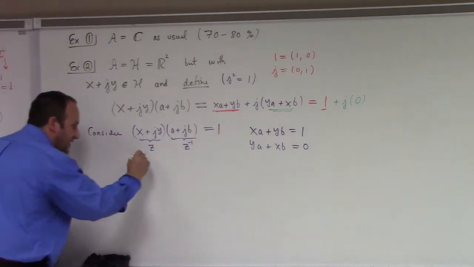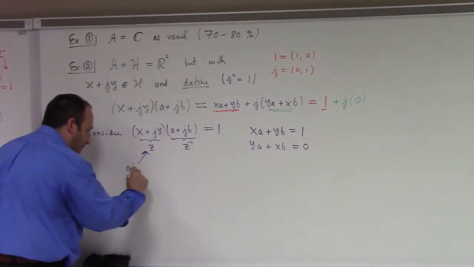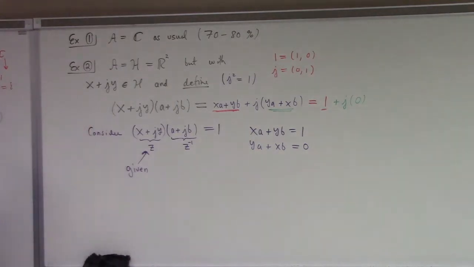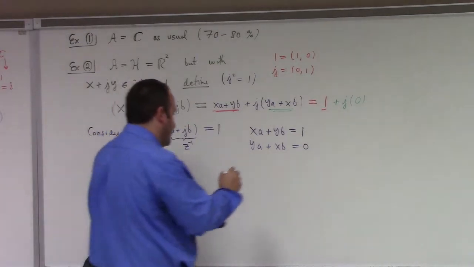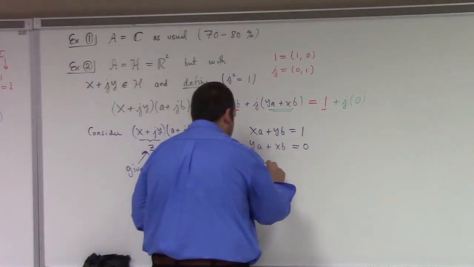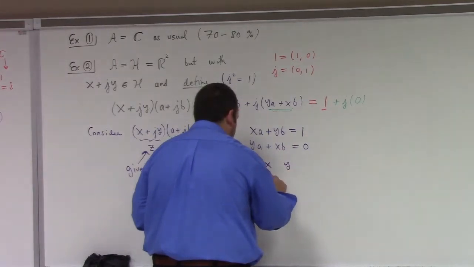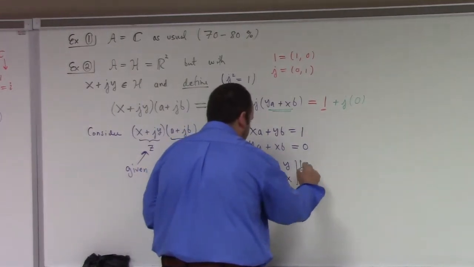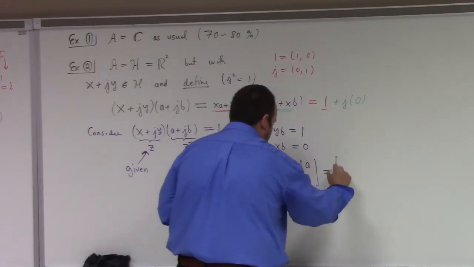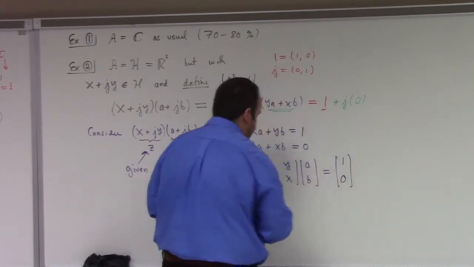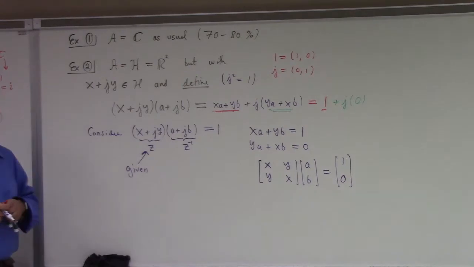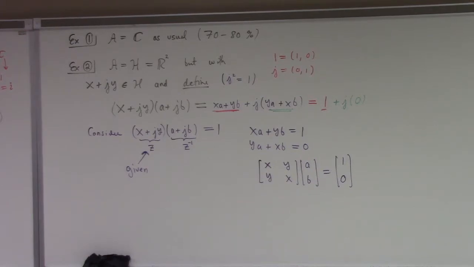We should think of z as being given. z is given. So our unknowns here are a and b. So if you like, you can rewrite this as the matrix problem: (x, y; y, x) times (a, b). We're trying to solve for (a, b). Do you guys know how to solve a 2 by 2 system like that? Certainly we could do elimination. You could do lots of different things. I recommend multiplying by the inverse, the 2 by 2 matrix inverse.